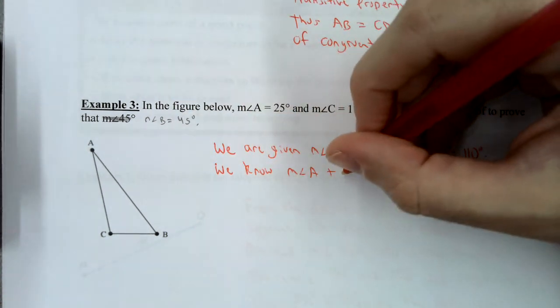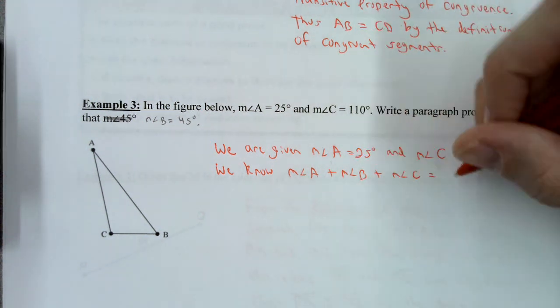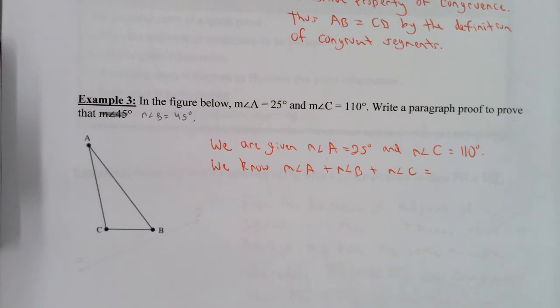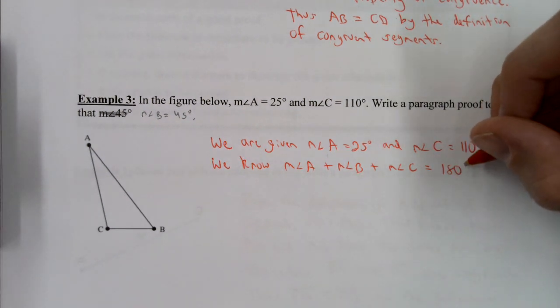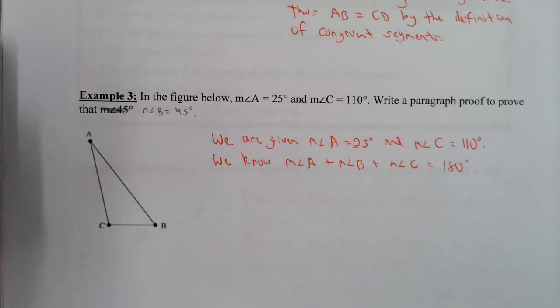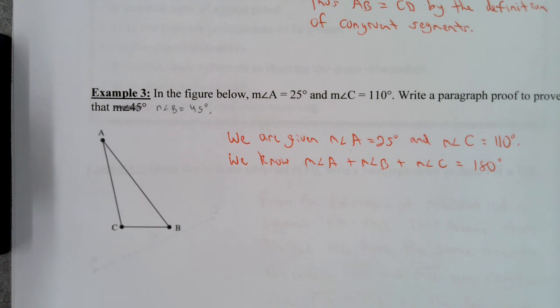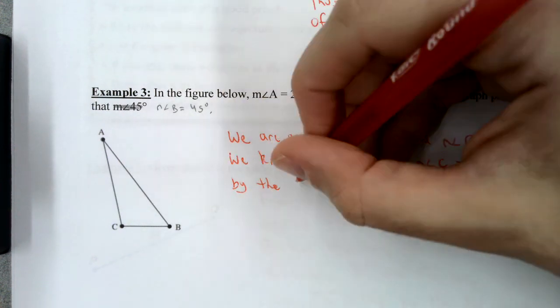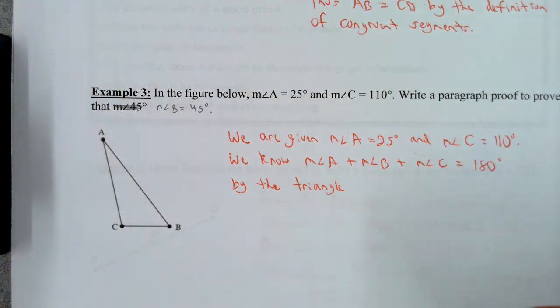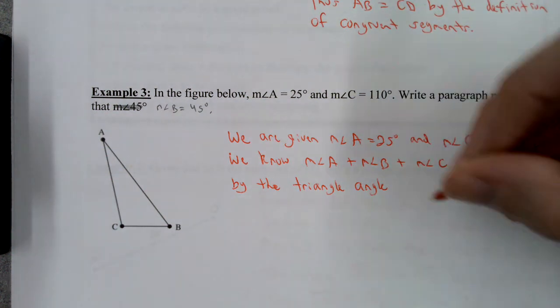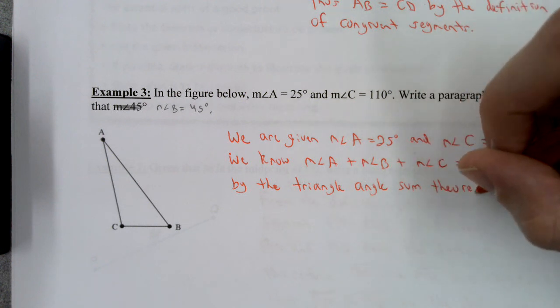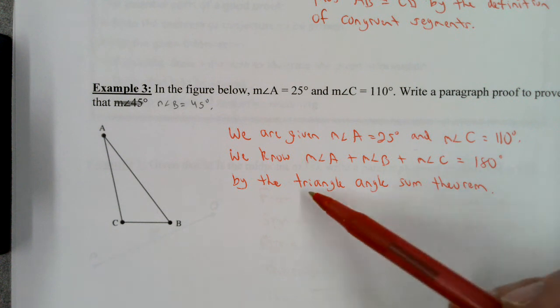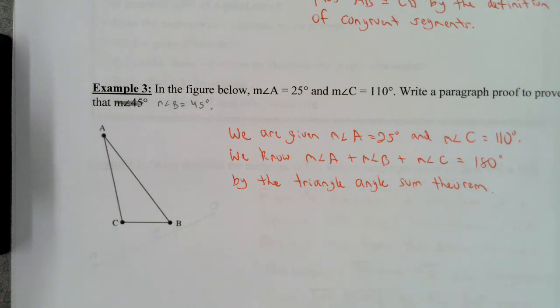Then let's say that we know that the measure of angle A plus the measure of angle B plus the measure of angle C equals. Do you know what that equals? It equals 180 degrees, because all the angles in the triangle always add up to equal 180 degrees. That does have a name, so I'll introduce that now. It's called the triangle angle sum theorem. You might not know the name of it, but that's what it's called.